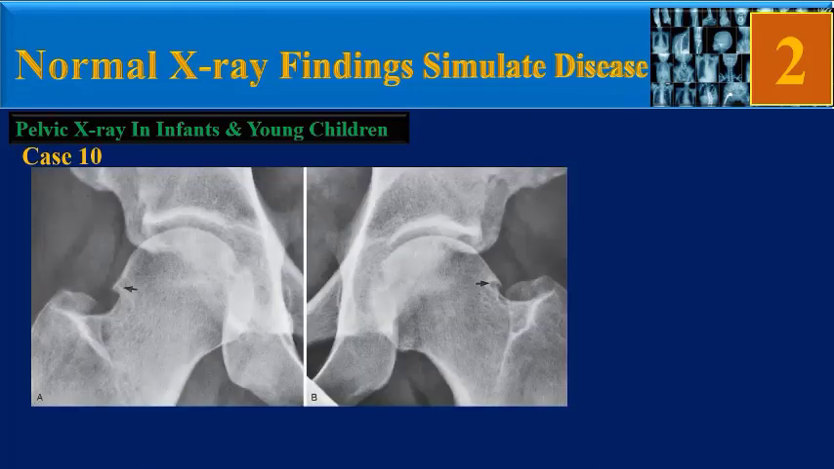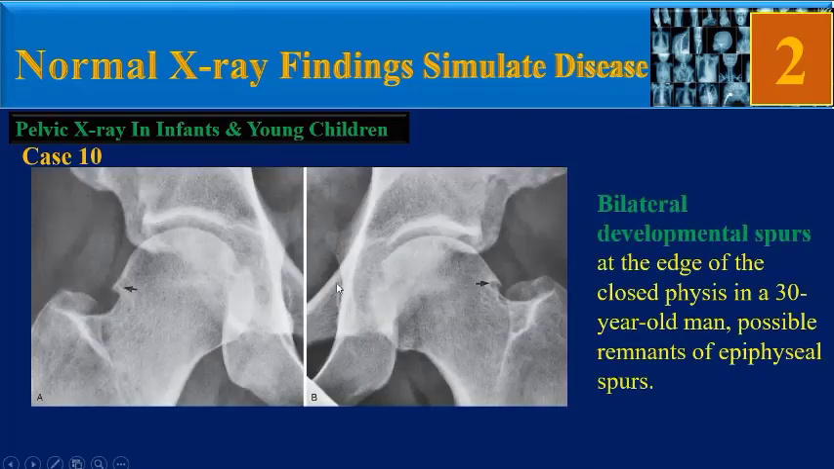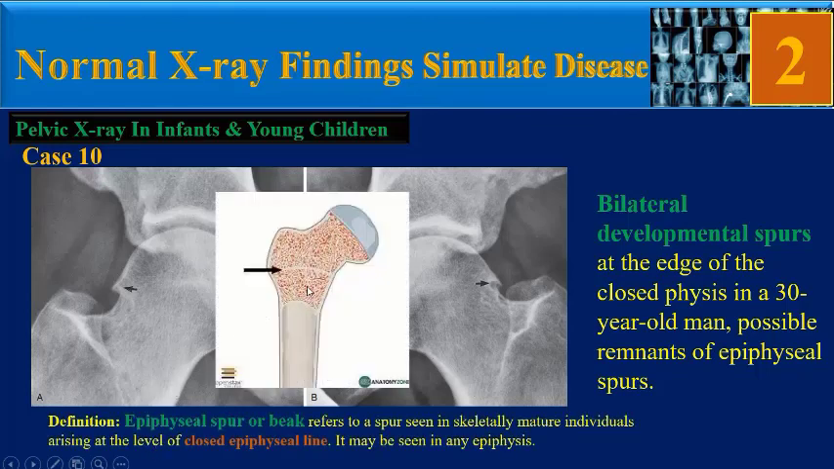Case 10. Bilateral developmental spurs at the edge of the closed physes in a 30-year-old man, possible remnants of epiphyseal spurs. An epiphyseal spur or beak refers to a spur in a skeletally mature individual rising at the level of the closed epiphyseal line. It may be seen in any epiphysis.